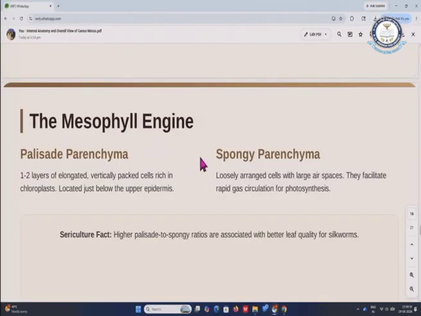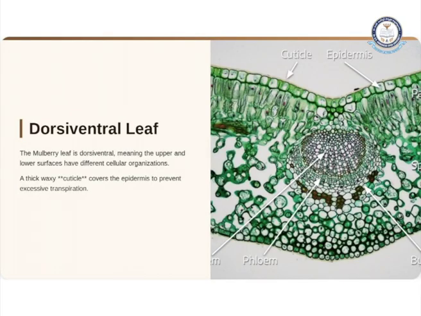The palisade parenchyma is 1 to 2 layers of elongated, vertically packed cells rich in chloroplast, located just below the upper epidermis. That means the mesophyll, the middle layer, is present just beneath the upper epidermis. These vertically placed cells are called palisade parenchyma. There are not one but 2 to 3 layers, and they are rich in chloroplast. Chloroplast is the pigment which makes the leaf green in color.